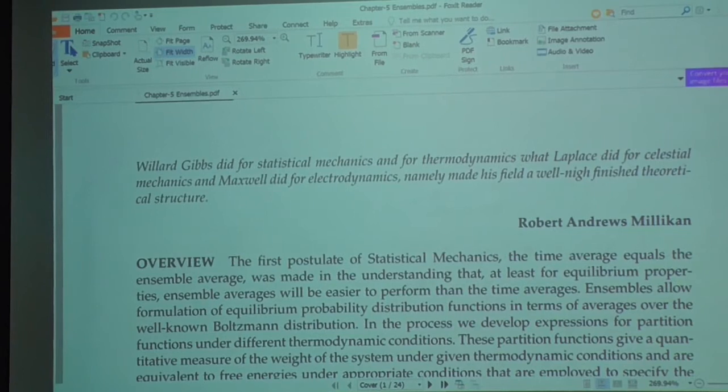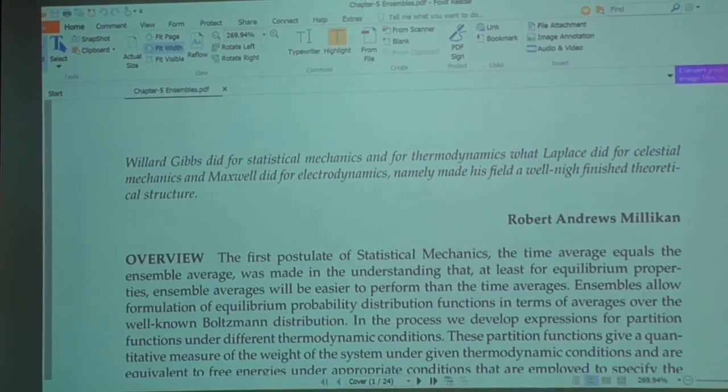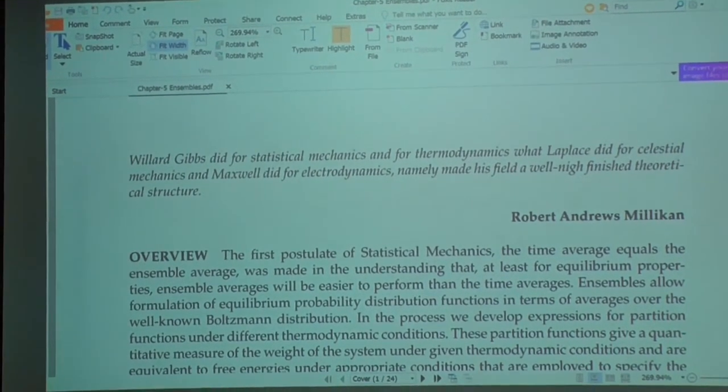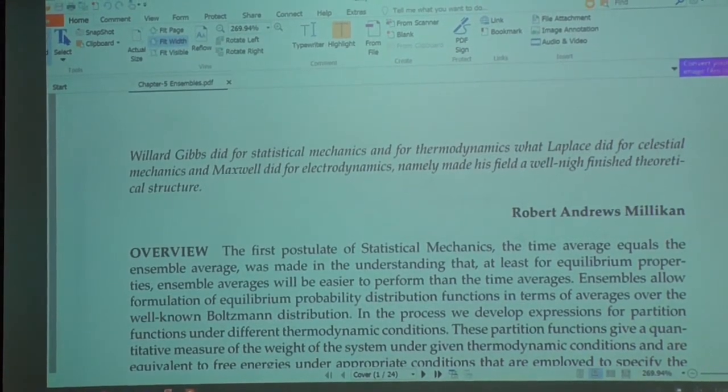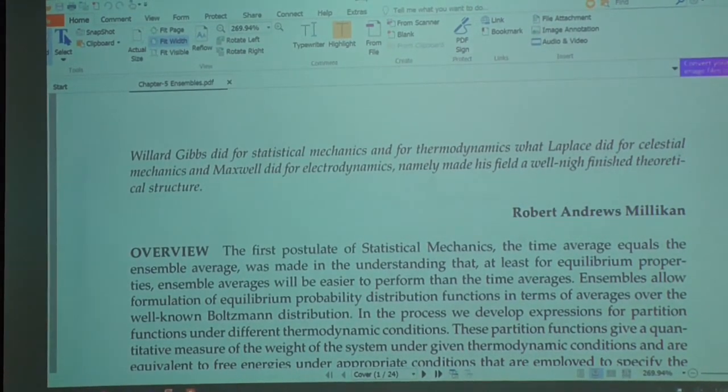Oh, this is a beautiful one. Willard Gibbs did for statistical mechanics and for thermodynamics what Laplace did for celestial mechanics and Maxwell did for electromagnetics. Namely, he made his field well finished. He just finished everything, I told you.